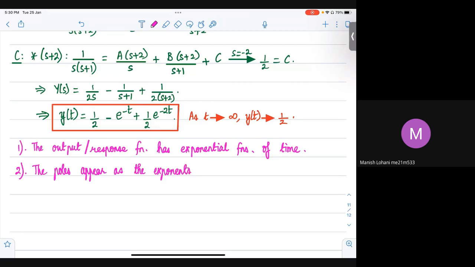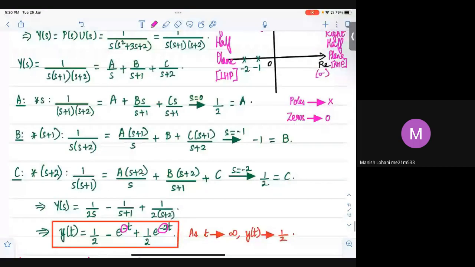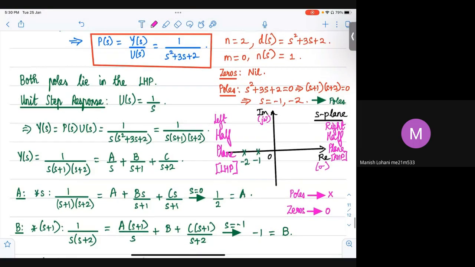In the output function, or exponents of the exponential terms. What do I mean by that? What are the two exponential terms? e power minus t and e power minus 2t, right? The exponents are -1 and -2. And as we already observed, -1 and -2 are the poles. We already calculated that, so -1 and -2 are the poles of this particular transfer function.